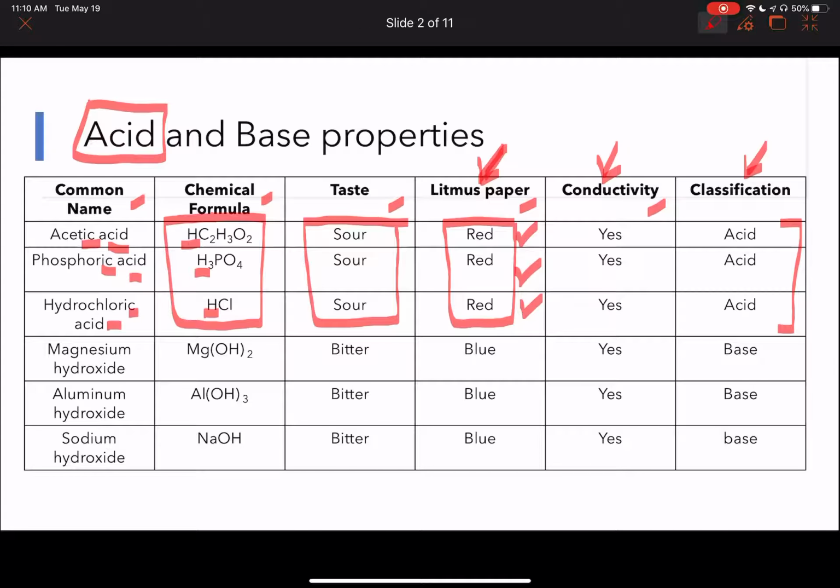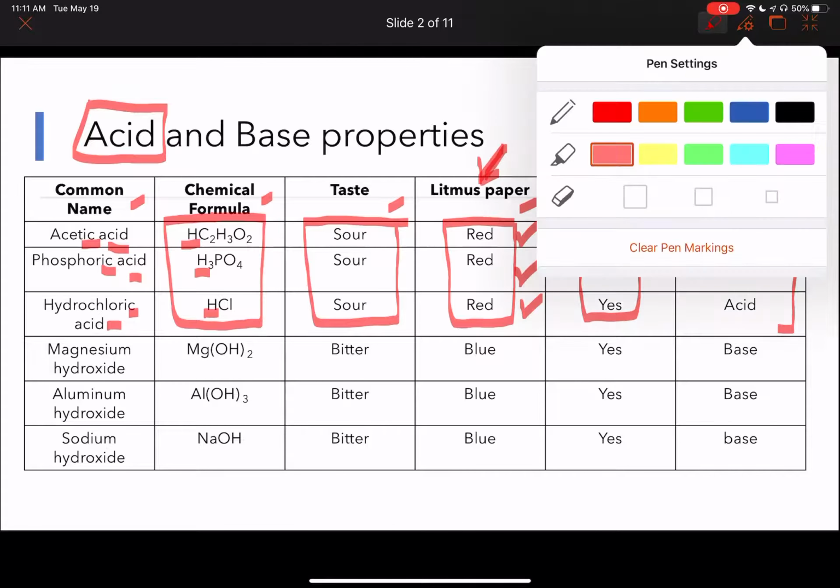Now, when we're talking about conductivity, all of these acids, whether they're strong like hydrochloric or weak like acetic or phosphoric, they all do conduct electricity, meaning that they have an electrical charge, or when we saw the demo earlier in the year, that they would have the light bulb shining nice and bright for it. So those are just some properties of our acids.